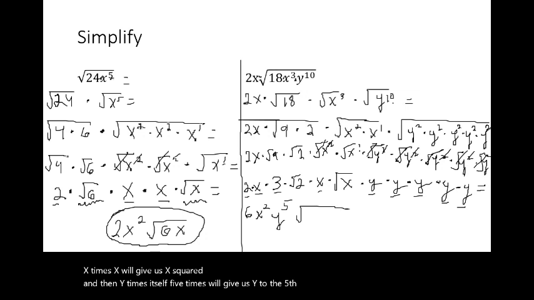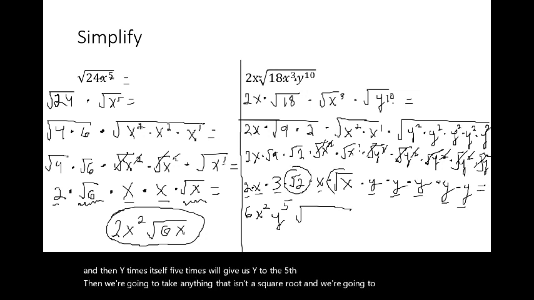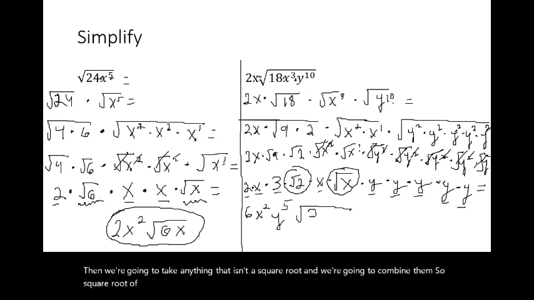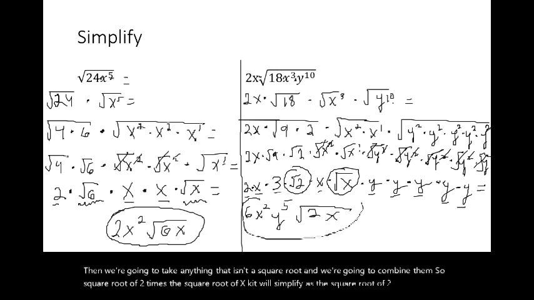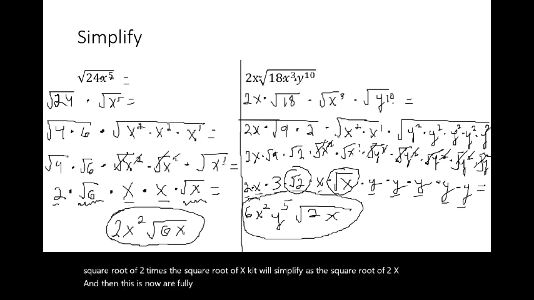Then we're going to take anything that is in a square root and we're going to combine them. So square root of 2 times the square root of x will simplify as the square root of 2x. And then this is now our fully simplified final answer.